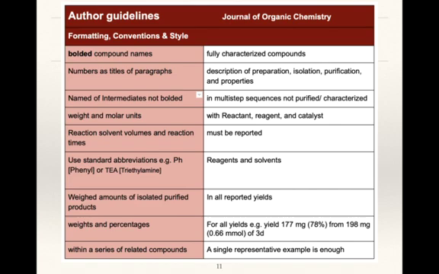When a series of related compounds has been prepared using substantially the same procedure, it is usually sufficient to present a single representative example. Examples can include, along with the yields, the weights and molar amounts of the limiting reactants, as you can see here. So it's very detailed and it varies from journal to journal.